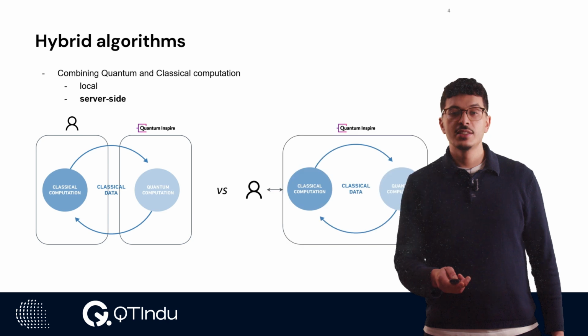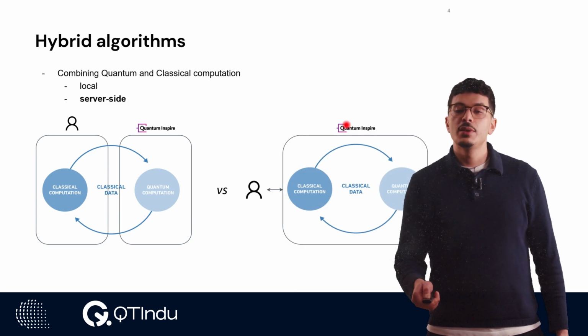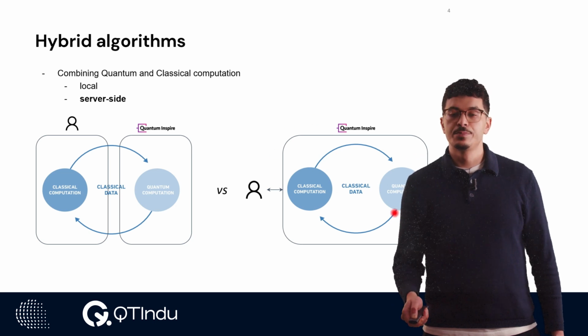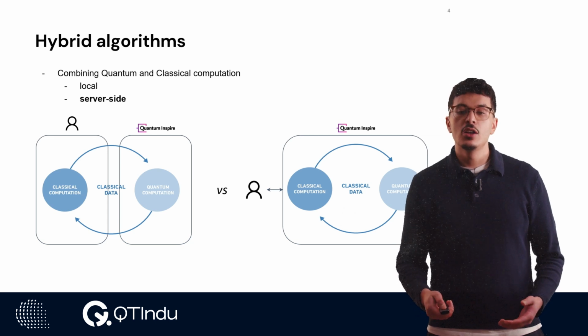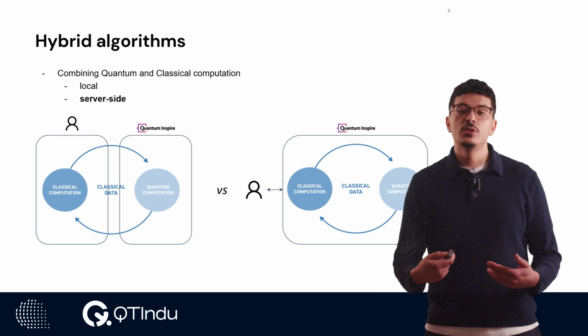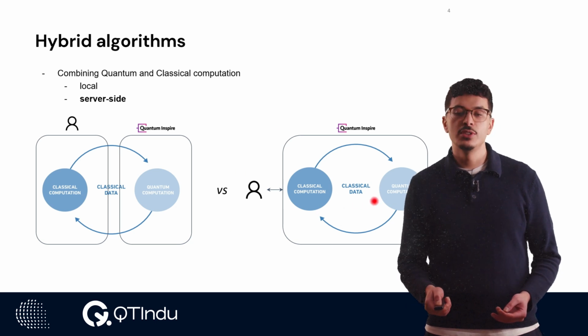Another way of doing this is the following. We could make the QI platform responsible for taking also the classical computations. This way, we could leverage the resources on the server side. Also, we would not have to iterate every time, but we could wait for a complete job with both the classical computation and the quantum computation to finish.